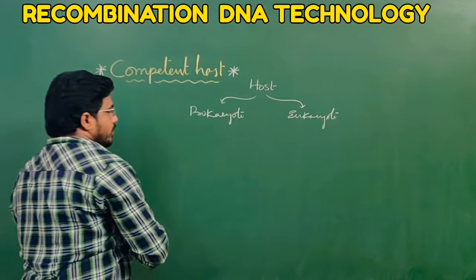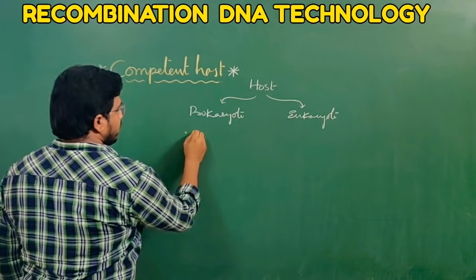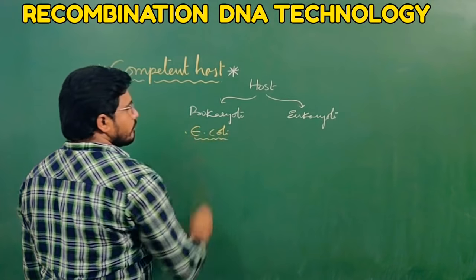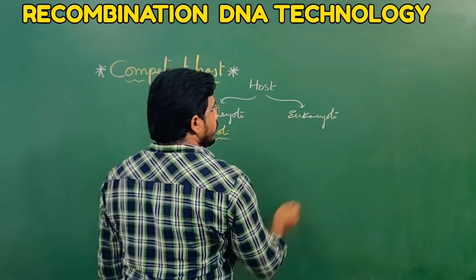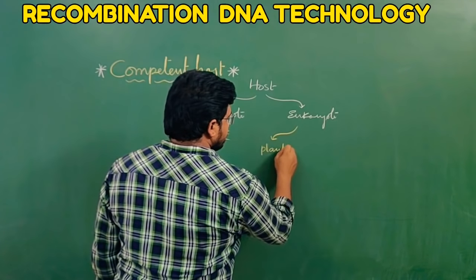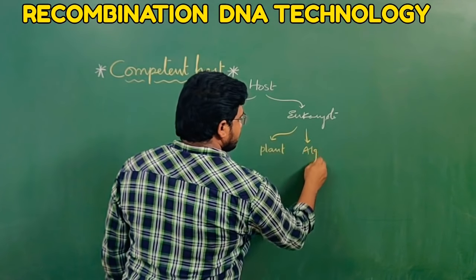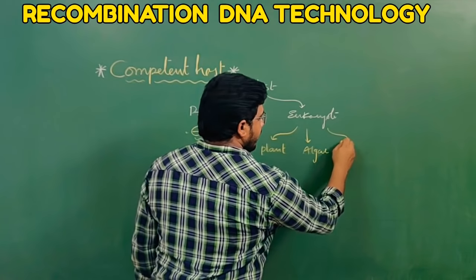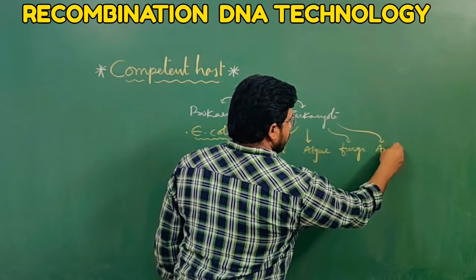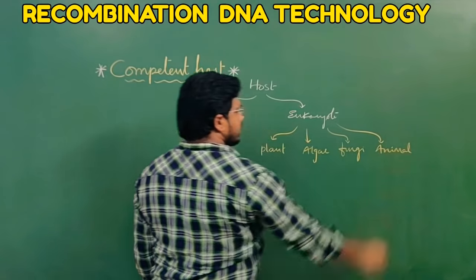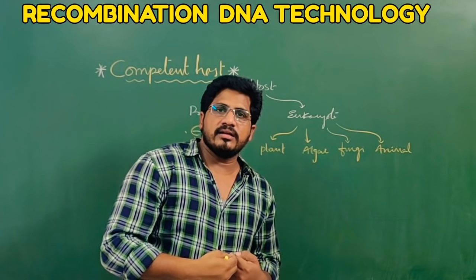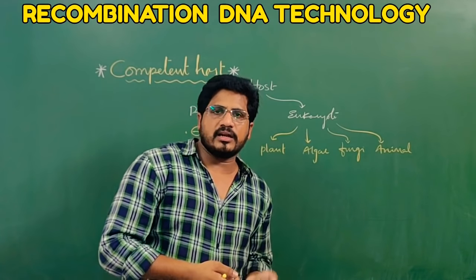If the host is prokaryote, there is no doubt that it is bacteria. Mostly we are using E. coli. In case of a eukaryotic host, that may be plant or algae or fungi or animal. Animal cells also sometimes act as a host. Host means what? The one who is receiving the desired gene along with the vector.